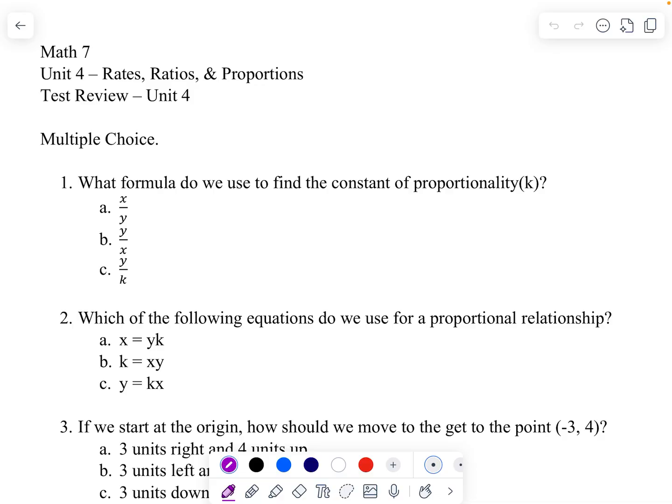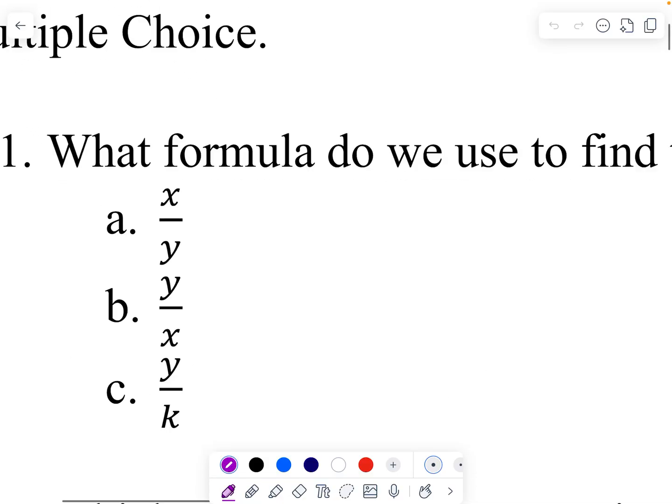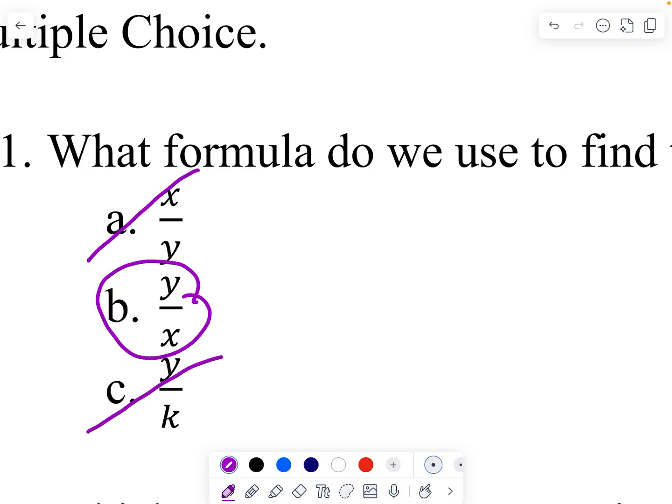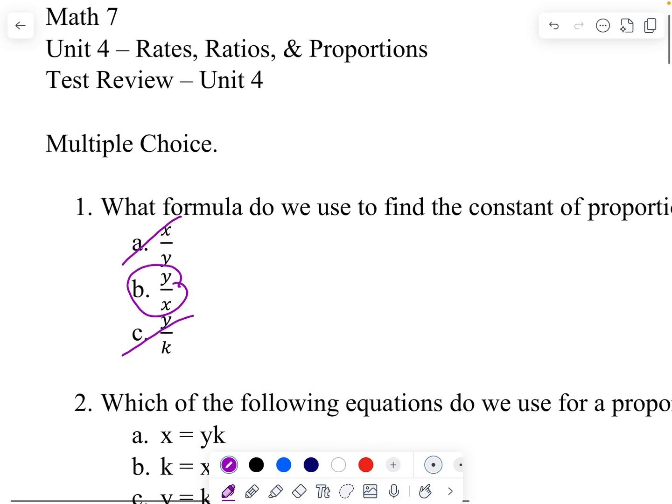So if we take a look at number 1, it says, what formula do we use to find the constant of proportionality? So this is important for you to know. You are not going to be given the formula on the test. So anytime you are looking to find K, you must use the formula y divided by x. So that would be choice B. Choice A puts the x on top, which is incorrect. It's not x divided by y, and it's definitely not y divided by k because k is what we're looking for. So B would be the correct answer for that one.